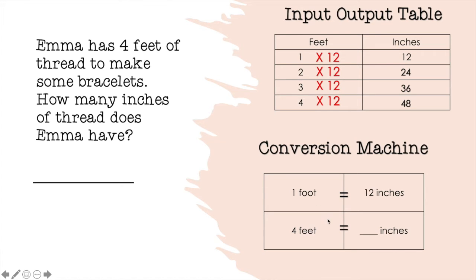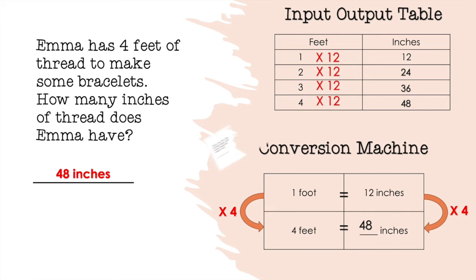So with our conversion machine, we're going to do an arrow here. 1 foot times blank equals 4. So what can I multiply 1 times to get 4? Times 4. Whatever you do on the left side of your conversion machine, you're going to do on your right side. So 12 times 4 gives us 48 inches. So these are 2 ways that you can solve converting measurements. Our answer is 48 inches.